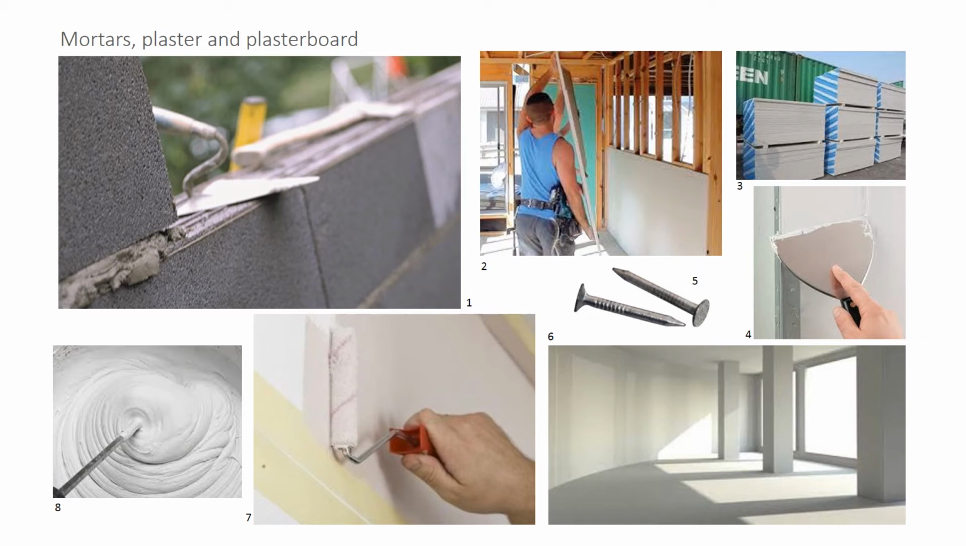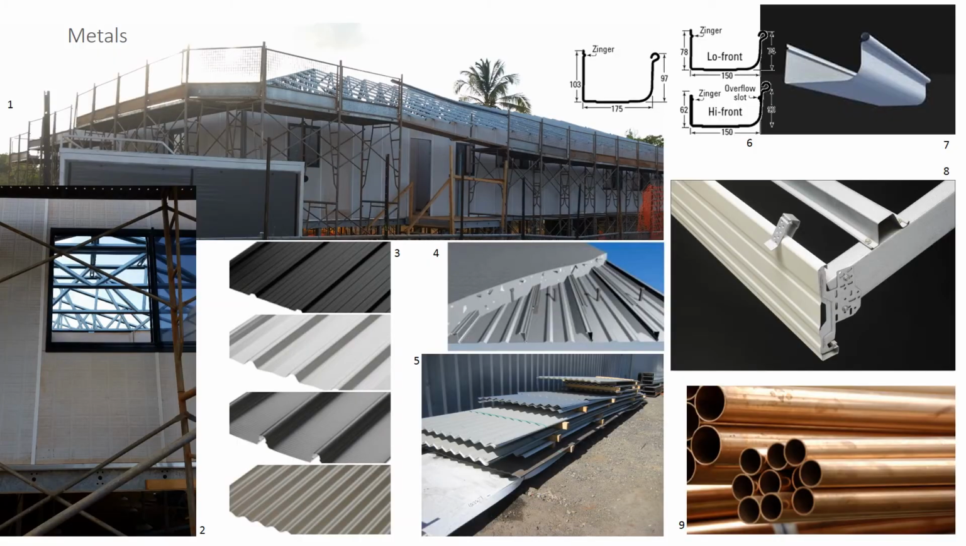The most common forms of wall lining used in Australia are gypsum plasterboard, fibrous cement, timber or composite lining boards or sheets, plastic-coated wall sheeting, and solid plaster. You can see current products on the slide.